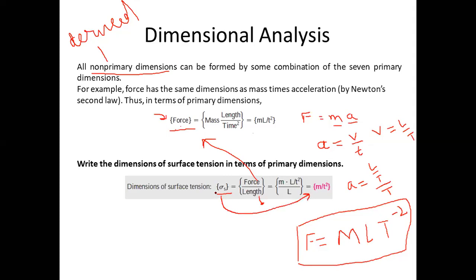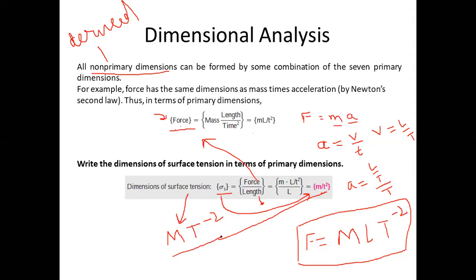If I need to write surface tension into fundamental units, it is mass per unit time square. So the fundamental representation of surface tension will be M, capital M for mass, divided by time square. Time square is T to the power -2. So surface tension can be written into its fundamental units by this expression.